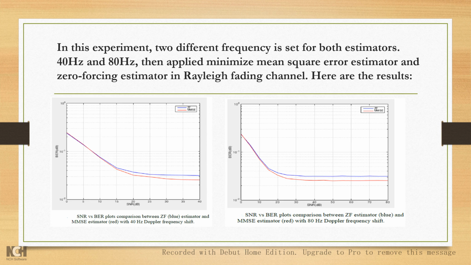Experiment. In this experiment, two different frequencies are set for both estimators, 40 Hz and 80 Hz. Then we applied the minimum mean square error estimator and the zero forcing estimator in the Rayleigh fading channel, and here are the results. The blue line in the picture means the zero forcing estimator, and the red line means the minimum mean square error estimator.